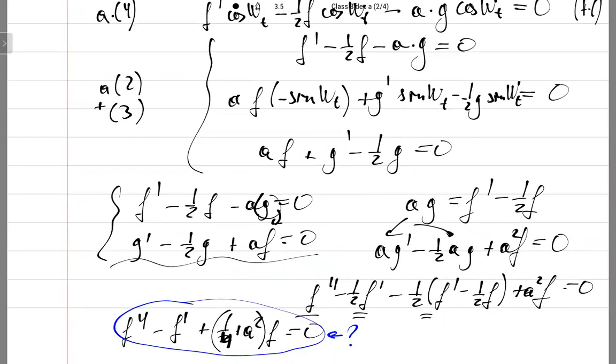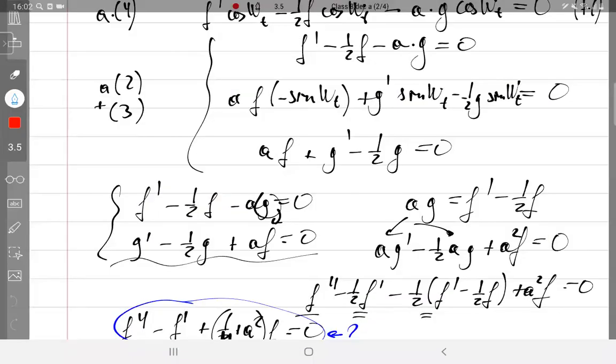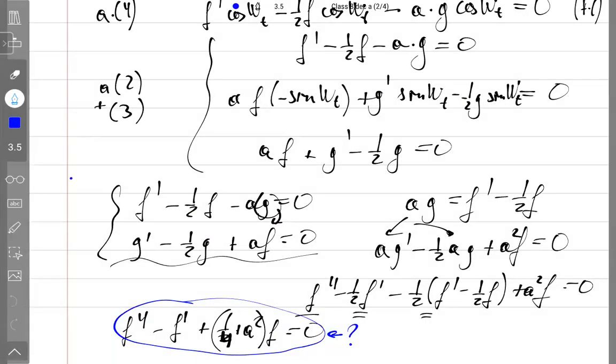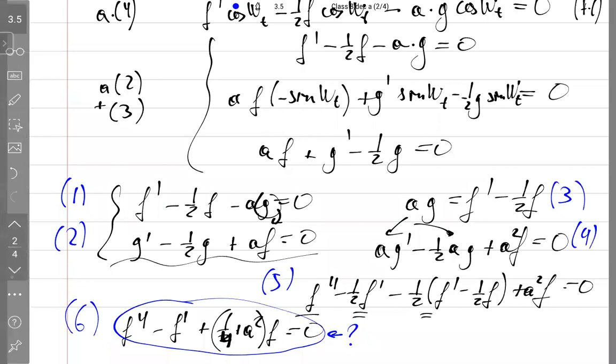I don't see it. Maybe there is a mistake, but where is it? 1, 2, 3, 4, 5, 6. Where is it? I don't see it now. Maybe, I don't know. Okay, let's go. Let's try to finish.